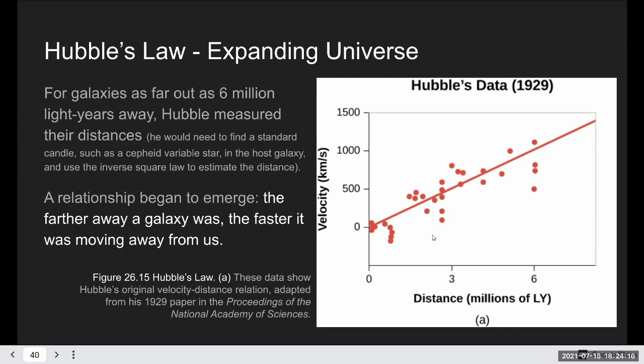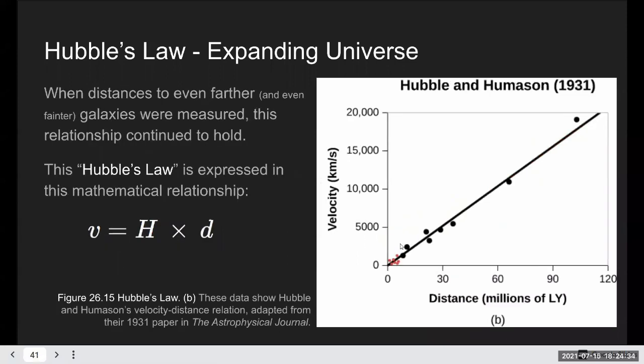But as you look at galaxies that are 6 million light years away, there's none that's moving toward us. There's none that's even at rest relative to us. They are mostly moving away. And this is a pattern that holds as you measure more and more galaxies.